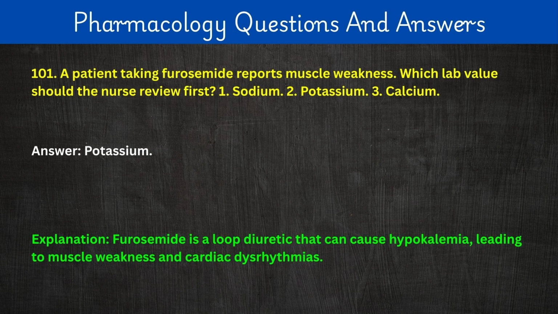101. A patient taking furosemide reports muscle weakness. Which lab value should the nurse review first? 1. Sodium. 2. Potassium. 3. Calcium. Answer: potassium. Explanation: furosemide is a loop diuretic that can cause hypokalemia, leading to muscle weakness and cardiac dysrhythmias.